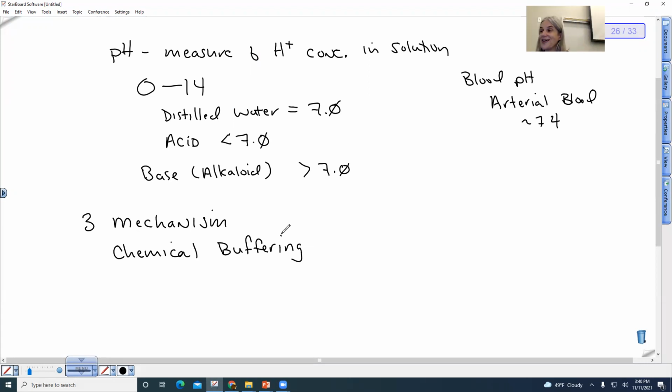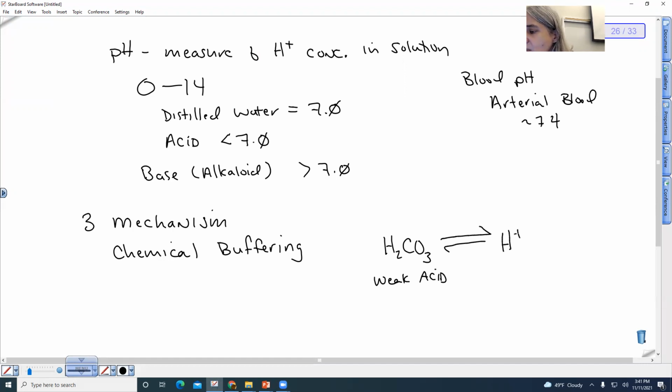So chemical buffering has to do with the presence of carbonic acid. When we look at carbonic acid, H2CO3, this is a weak acid, and it is in our blood. It's primarily in our blood because carbon dioxide and water come together to form this. We might have talked about that a little bit when we were talking about the respiratory system. So this can go in 2 directions.